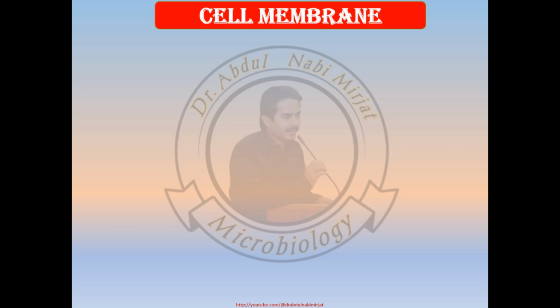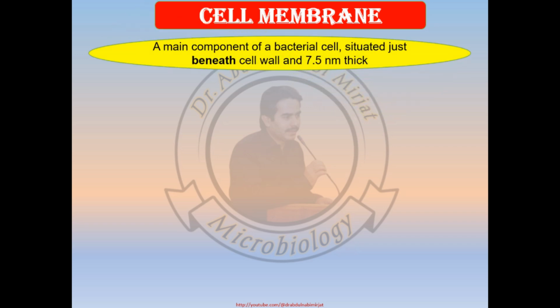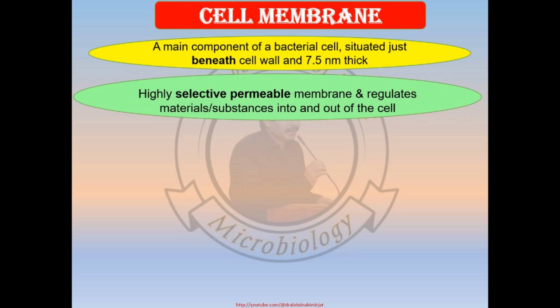The cell membrane, also named the cytoplasmic membrane or plasma membrane, is a main component of a bacterial cell situated just beneath the cell wall, and it is about 7.5 nanometers thick. The bacterial cell membrane is a highly selective permeable membrane and regulates materials or substances into and out of the cell.